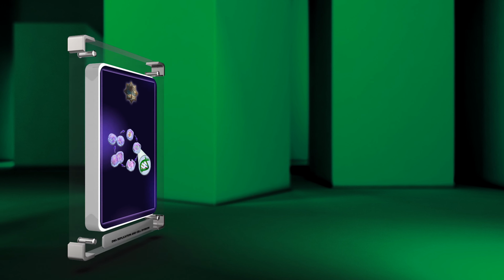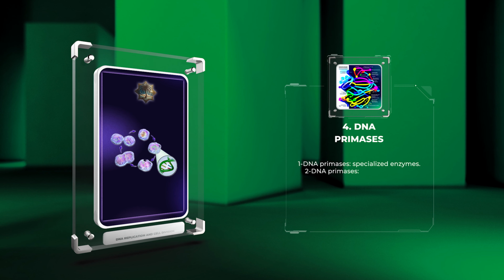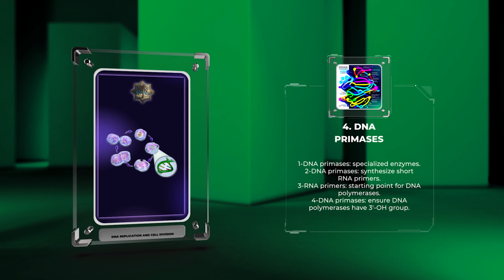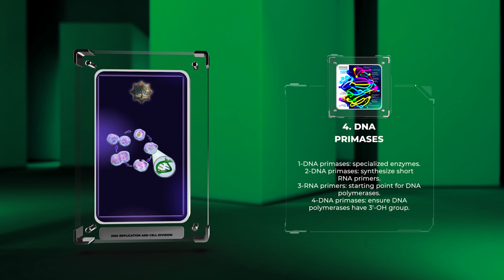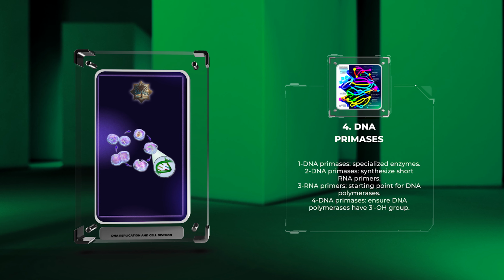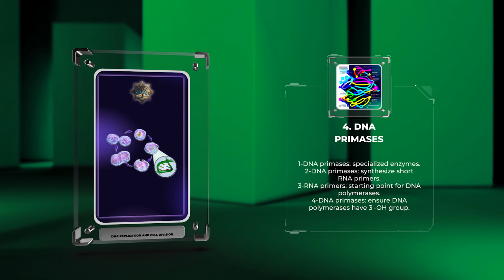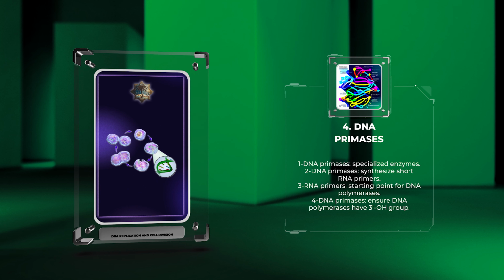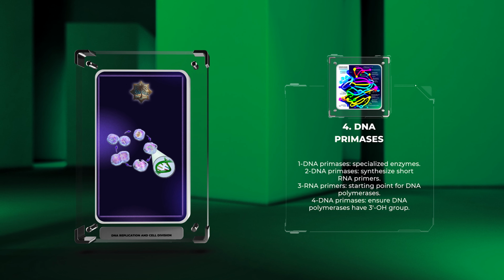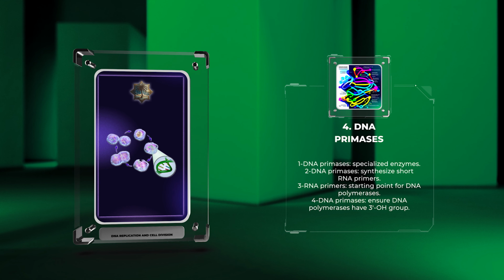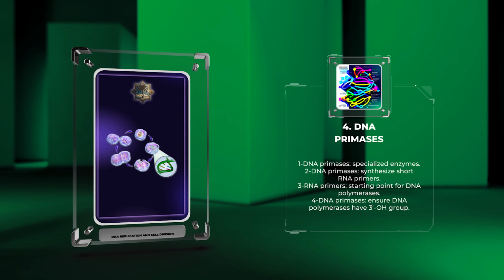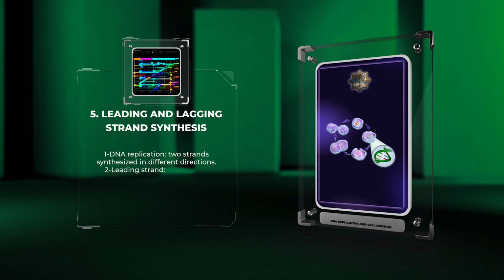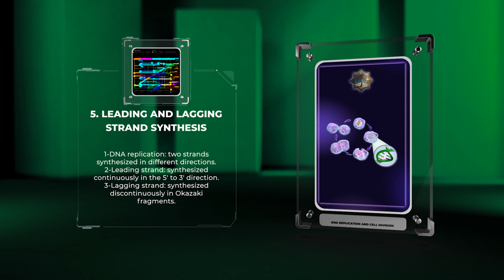DNA primases are specialized enzymes that synthesize short RNA primers necessary for DNA replication. Primers provide the starting point for DNA polymerases to initiate strand synthesis. DNA primases ensure that DNA polymerases have a free 3' OH group to which they can add nucleotides. Once the RNA primers are synthesized, DNA polymerases can extend them by adding DNA nucleotides to form the complete DNA strands.